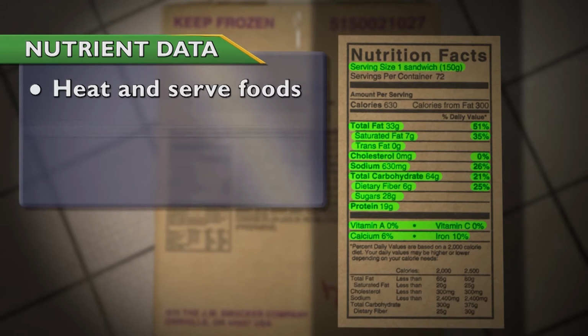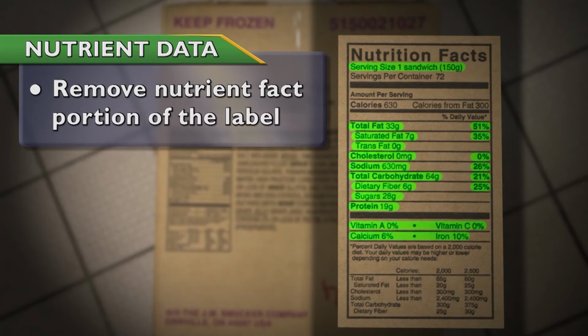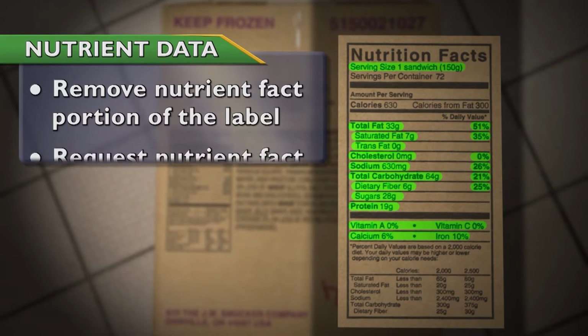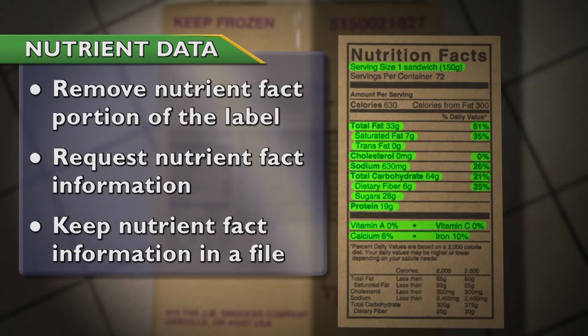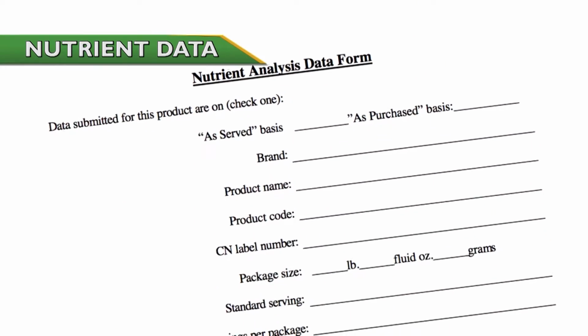To collect or obtain nutrient data, remove the nutrient fact portion of the label from the product, or request the nutrient fact information from the distributor, manufacturer, or the food broker. Keep this information in a complete, organized file. This information can be used to complete the nutrient analysis data form.